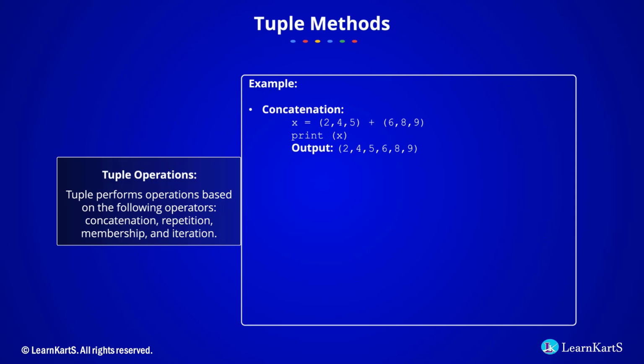Concatenation: a tuple of 2, 4, 5 plus another tuple containing 6, 8, 9 equals a single tuple containing 2, 4, 5, 6, 8, and 9. Repetition: a tuple containing 'learn cards' times 2 equals another tuple containing 'learn cards', 'learn cards'.